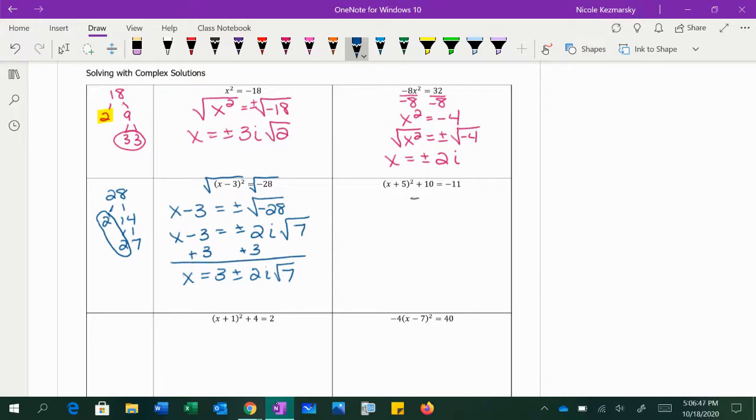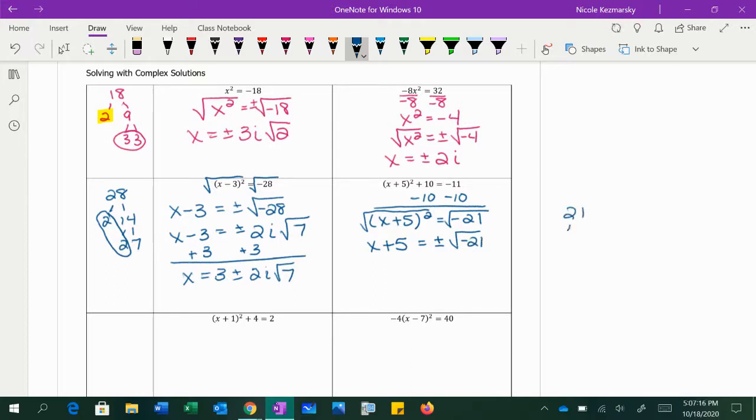Next example, I'm going to subtract 10 because that's outside the square root. So I've got x plus 5 squared equals -21. I'm going to take the square root of both sides and get x plus 5 equals plus or minus square root of -21.